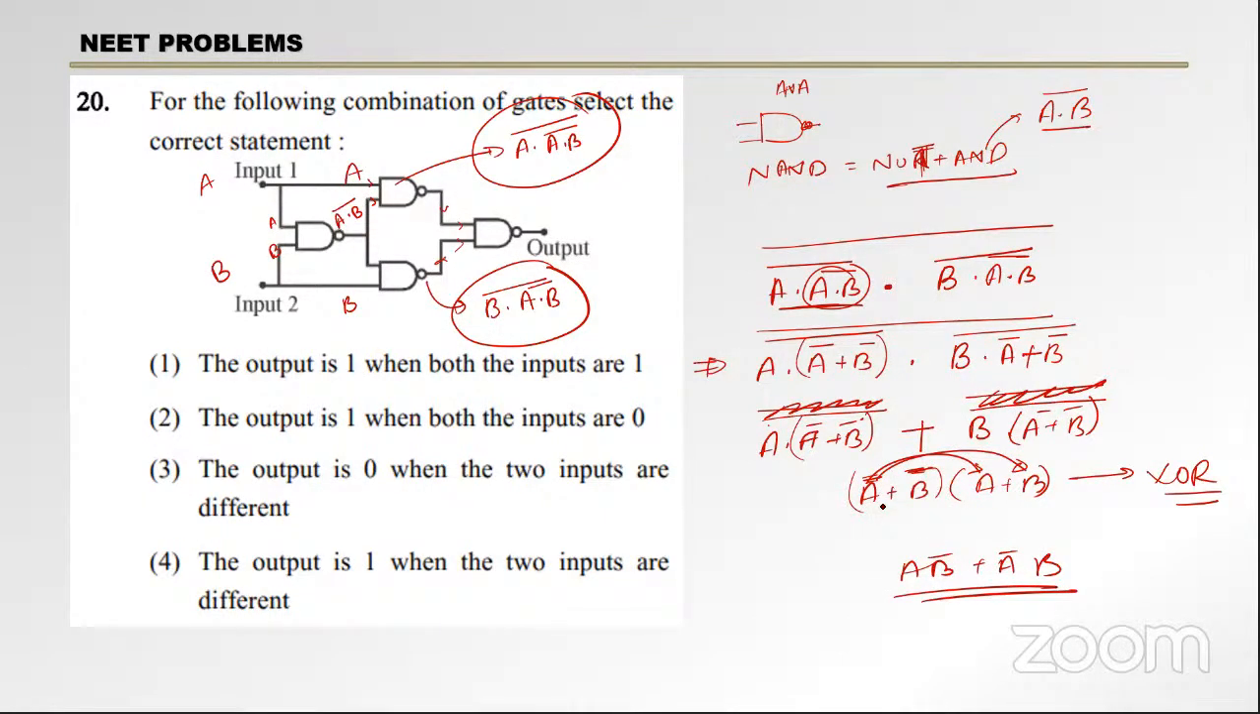XOR gate का output क्या होता है? XOR gate का output होता है 0 1 1 0, right? 0 0 0 1 1 0 1 1. A B, and this is output. This is the table for XOR gate. Now you can select the options. Okay, this was the concept here.